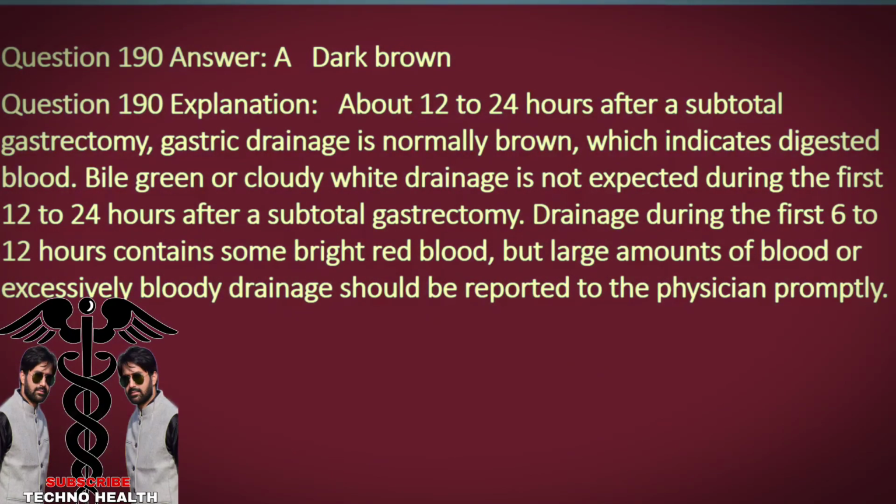Question 190. Explanation: About 12 to 24 hours after a subtotal gastrectomy, gastric drainage is normally brown, which indicates digested blood. Bile green or cloudy white drainage is not expected during the first 12 to 24 hours after a subtotal gastrectomy. Drainage during the first 6 to 12 hours contains some bright red blood, but large amounts of blood or excessively bloody drainage should be reported to the physician promptly.